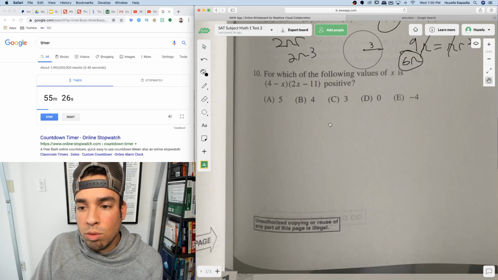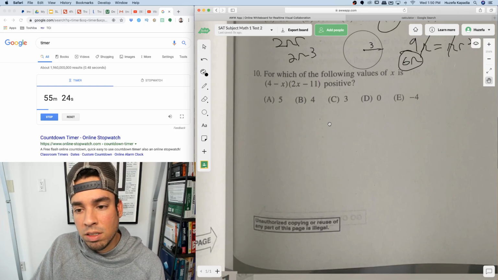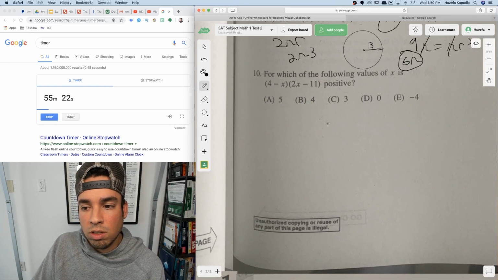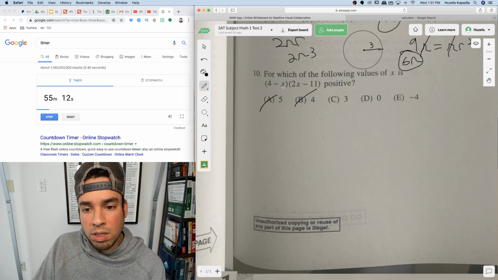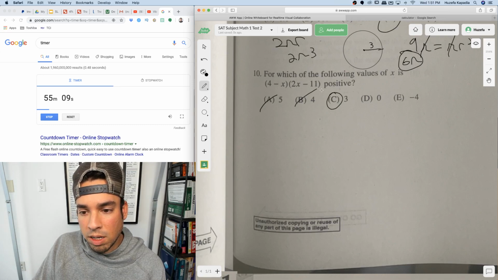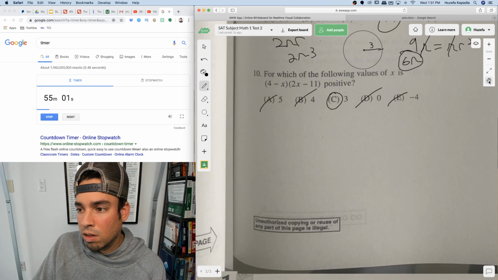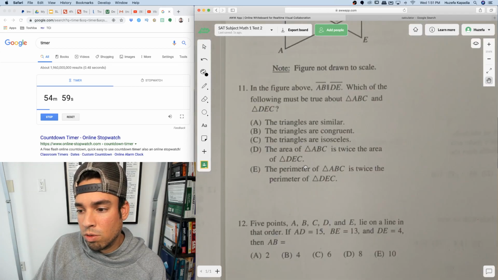18.8. For which of the following values of x is 4 minus x positive? This makes it 0. 5 would be positive and negative. Nope. 3 would be negative and negative. Yep. Negative times a negative is a positive. 0 would be negative times positive. Nope. Negative 4 would be positive times negative. That's a negative. Done. Just made sure.